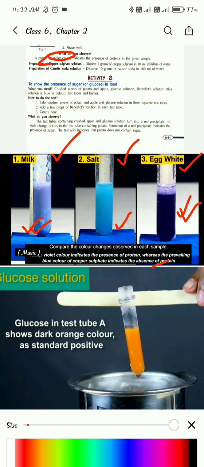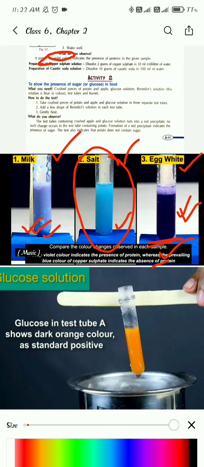That means the violet color indicates that protein is present in the sample. Here also in milk the color is light, but it also shows the presence of protein in comparatively less amount than the egg white. But here there's no protein because the color has changed to blue. It's not violet, that's the color.